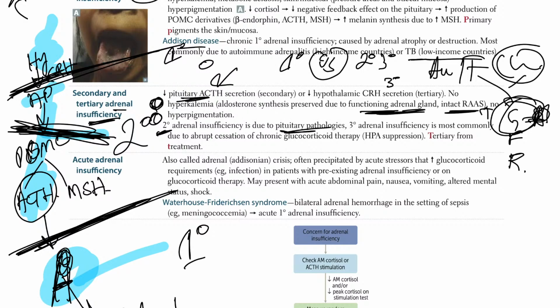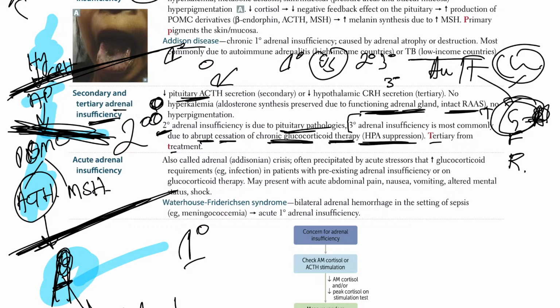Okay. The tertiary insufficiency is most commonly due to abrupt cessation. Okay, now this is important. The tertiary adrenal insufficiency is most commonly due to abrupt cessation of chronic glucocorticoid therapy, the HPA axis. Tertiary is from treatment. Wow, that's just amazing. No matter how much emphasis I put here, this is still going to be very low. I mean, this emphasis was given to me by my pathology teacher, and still I don't forget it.